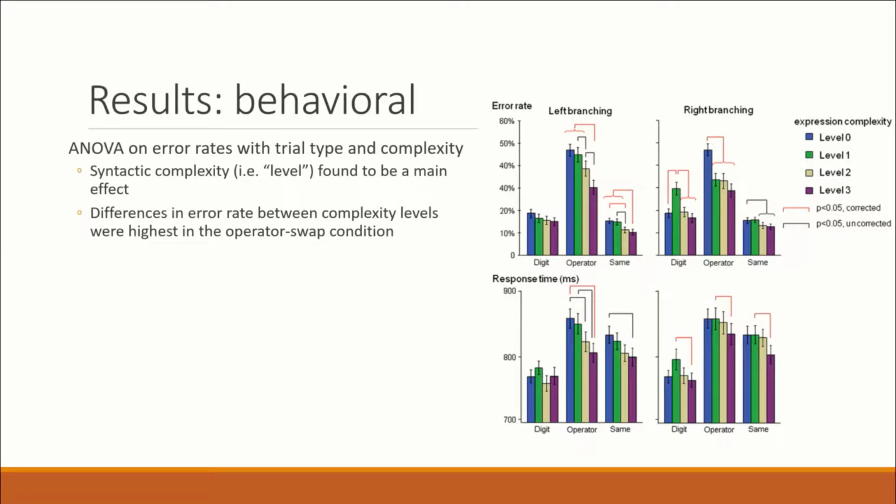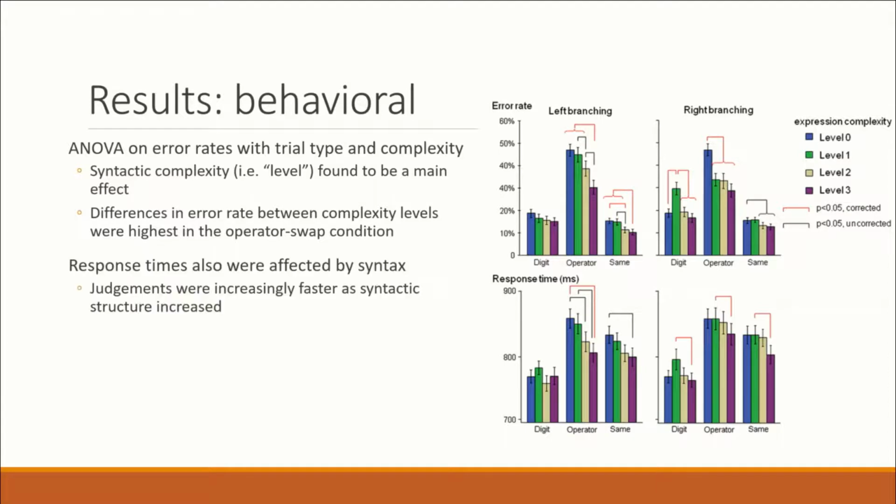Using an ANOVA, they found that the differences in error rate between the complexity levels were highest in the operator swap condition and lower in the digit swap condition. This may mean that the encoding of operators depends on the encoding of the overall syntactic structure, while digits are, to quote the authors, free-floating semantic elements that are easily remembered regardless of the syntactic frame. Response times also were affected by syntax in that judgments were increasingly faster as syntactic structure increased.